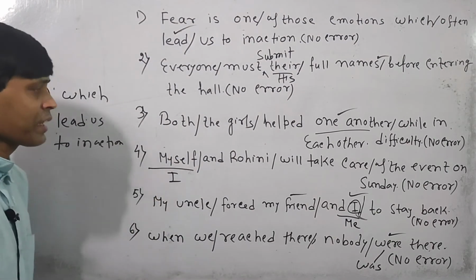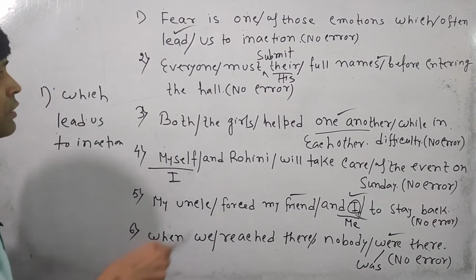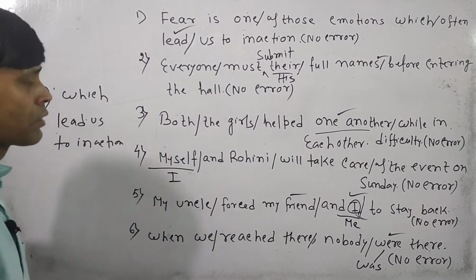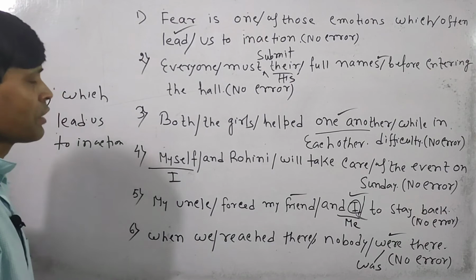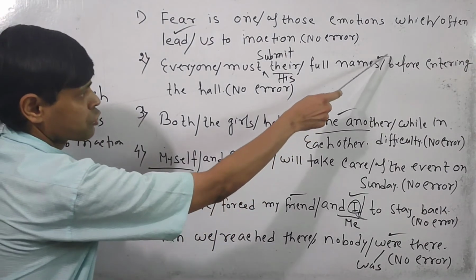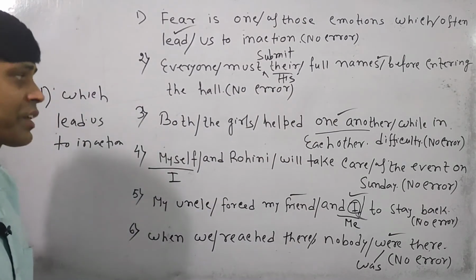Everyone should always be taken into consideration as singular. So it should be right in this way: everyone must submit his full name, and s should also be omitted. So there are two mistakes in the sentence.